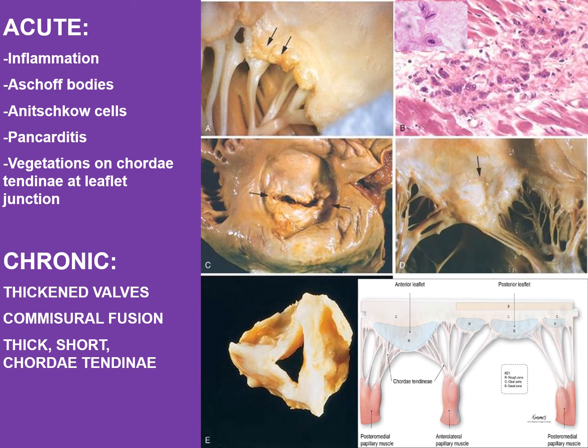Now, the acute inflammation is not common anymore because patients are usually given antibiotics. So these findings were present in the past when patients died of acute episodes of rheumatic heart disease. What we commonly see now is chronic rheumatic heart disease, featuring thickened valves, fusion of the commissures, and thick, short chordae tendineae.